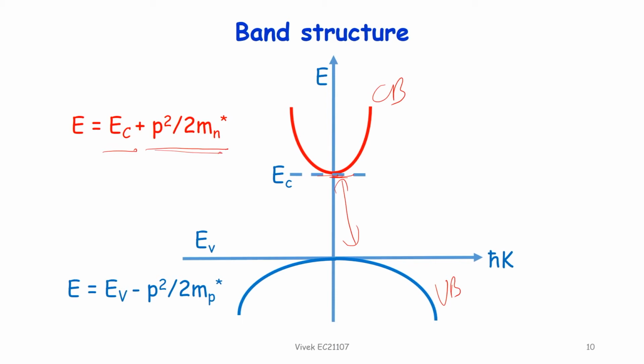So this is basically kind of fixed potential energy, and then this is the kinetic energy. Similarly for holes, this is kind of fixed potential energy, and then this p square by 2m is the kinetic energy. So because they are bound, their energy actually decreases with the wave vector.